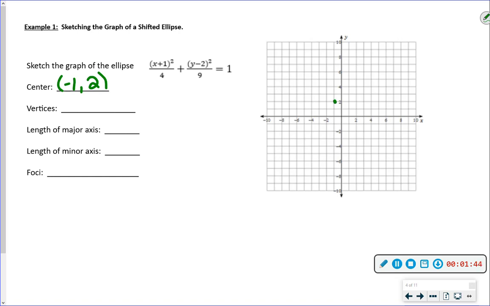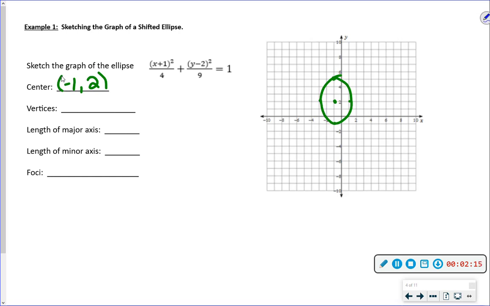Now I mark it out the same way we do all ellipses. 4 is under x. I'm going to square root that, square root of 4, 2. Under x, so left 2, right 2. We'll see how my drawing skills fare today. Okay, 9 under y, square root of 9, 3, so up 3, down 3 from your center. Okay, let's see how my ellipse turns out. Could be better, could be worse. That's how I'm going to look at that one.